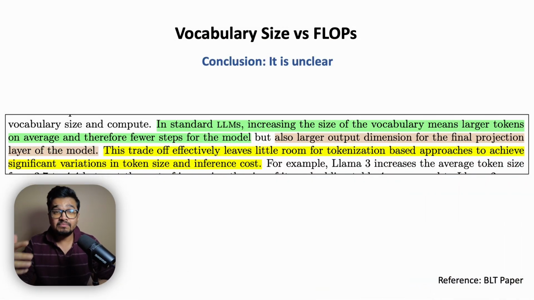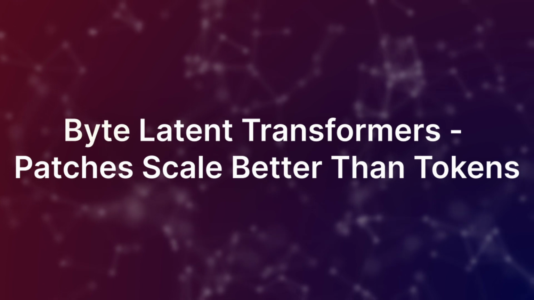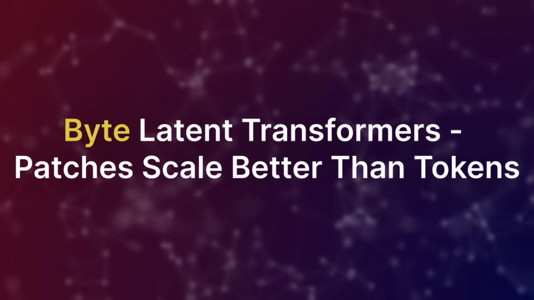The point is that increasing the vocabulary has a dueling effect when it comes to the flops. On one hand, it might decrease because the sequence of tokens got lower, but it may also increase since the computational force required for each token has also gotten higher. There is a scalability dilemma here with every type of tokenization strategy. The paper title says patches scale better than tokens. A little bit later, we will see what they mean by patches and why they're supposed to scale better than tokens. But before that, we have to talk about the first word in the title, byte.